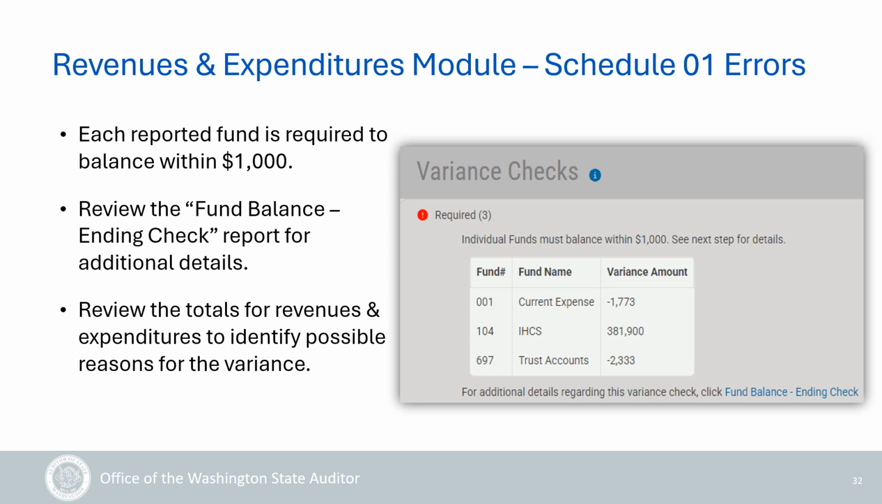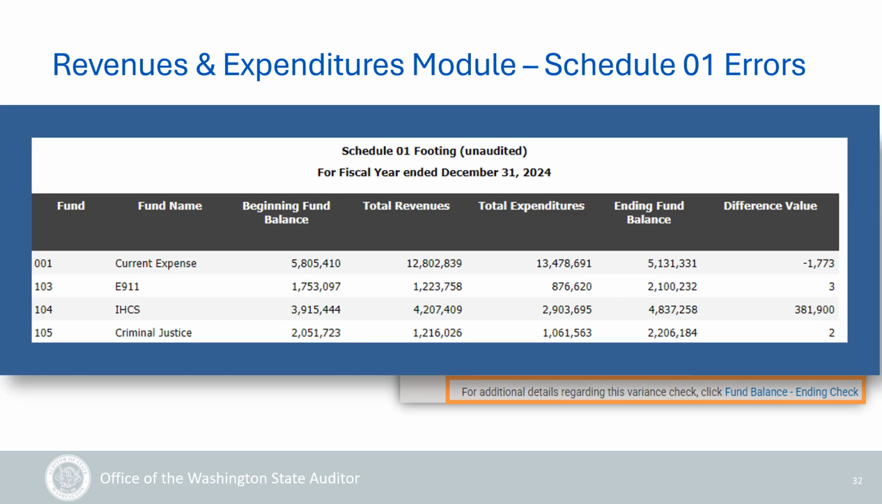To see the complete variance report, click the Fund Balance Ending Check link, which will open the report in a pop-up window. It will include all funds, even those that do not have a variance. It will display the totals for beginning balance, revenues, expenditures, and ending balance, and then the variance amount. Review this information to identify possible errors that may be causing the variance.